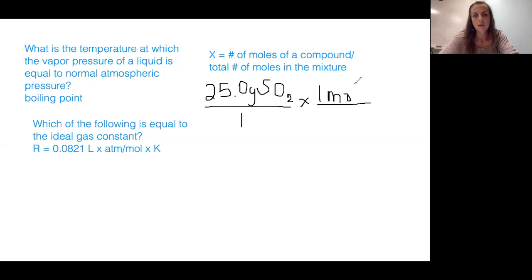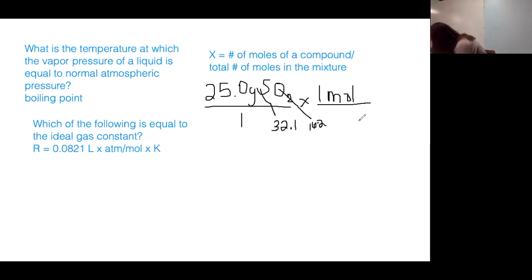All right, let me look at my periodic table. S has a mass of 32.1. There's only one of those. I'm just going to draw a little arrow here. I'm sorry if it's messy. Hopefully you can understand what I'm doing. And then oxygen has a mass of 16, and there's 2 of those. So that's 16 times 2. Let me get my calculator. So I have 32.1 plus 16 times 2, which is 64.1.